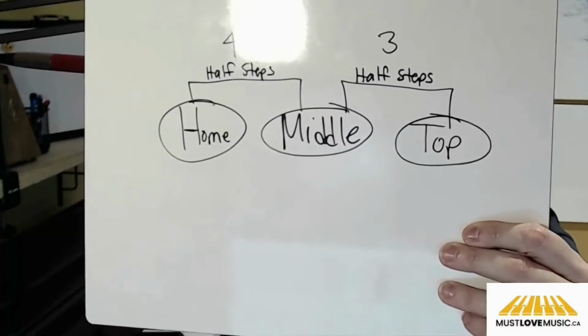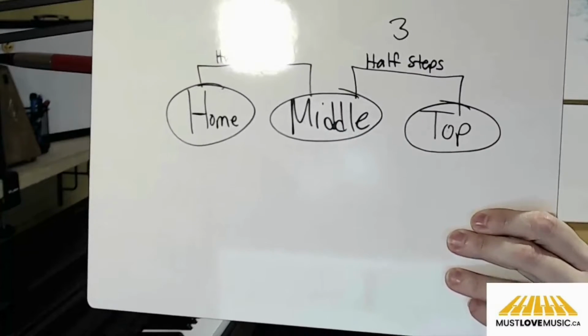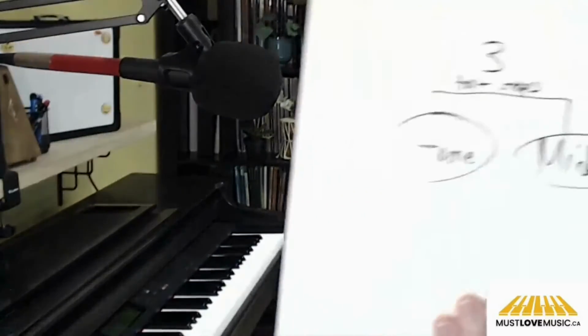How can we create minor chords? Well, we're going to use a very similar method. It's actually the same method, but the numbers are slightly different. So when we did our major chords, remember that we had 4 half steps and 3 half steps, right? So we had a big and then a small. For minor chords, this is actually exactly the opposite. So now we're going to have 3 half steps on the bottom and 4 half steps on the top.